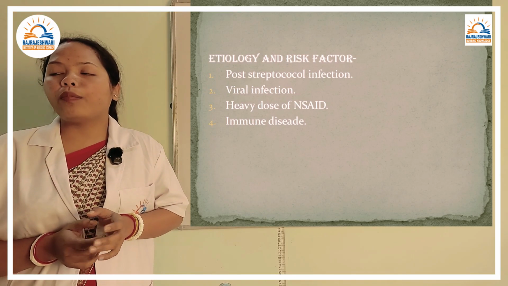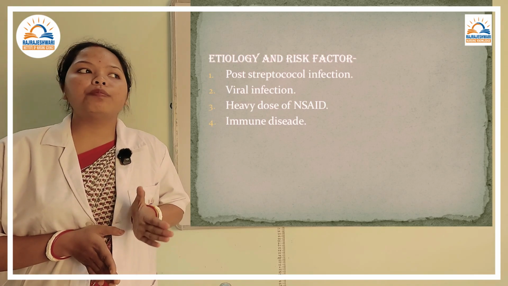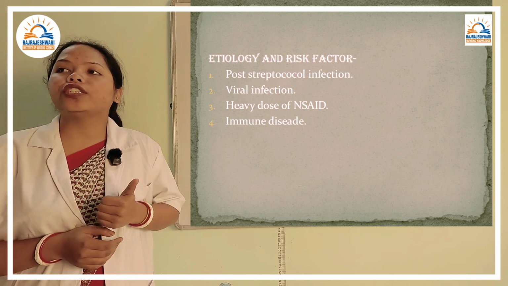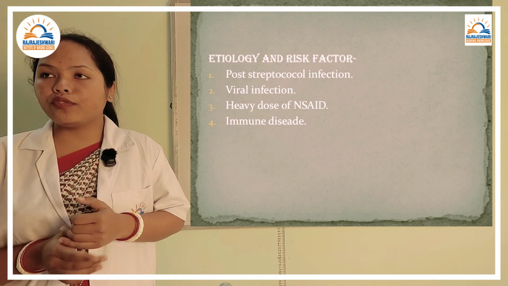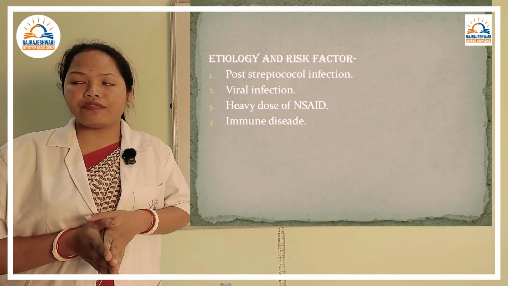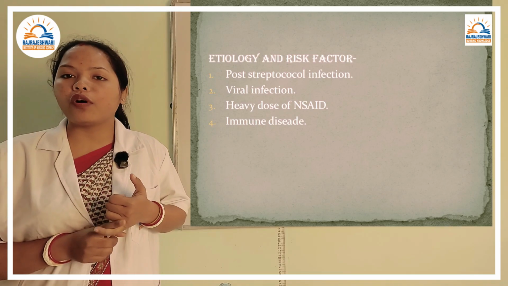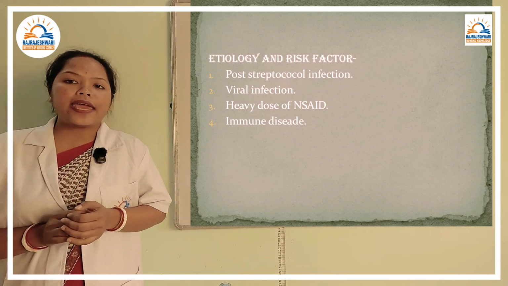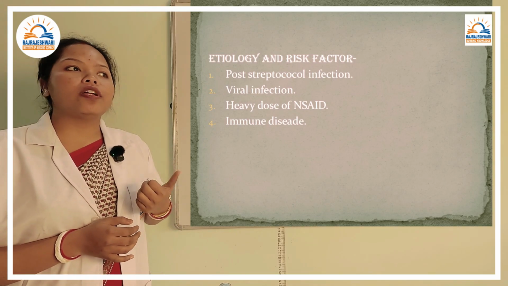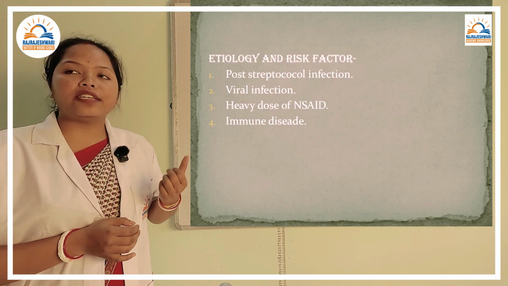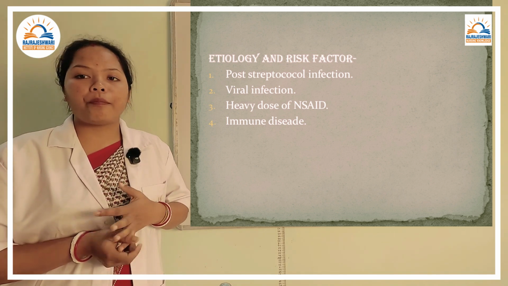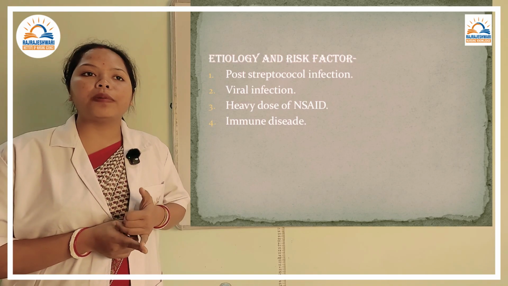So first one is post streptococcal infection. So post streptococcal infection of pharynx and skin infection. Pharynx like strep throat and skin infection like impetigo. Then next one is viral infection like hepatitis B, mumps, chickenpox. Then third one is heavy dose of NSAID, means non-steroidal anti-inflammatory drug like ibuprofen, naproxen. Then last one is immunodisease like SLE, that is systemic lupus erythematosus.